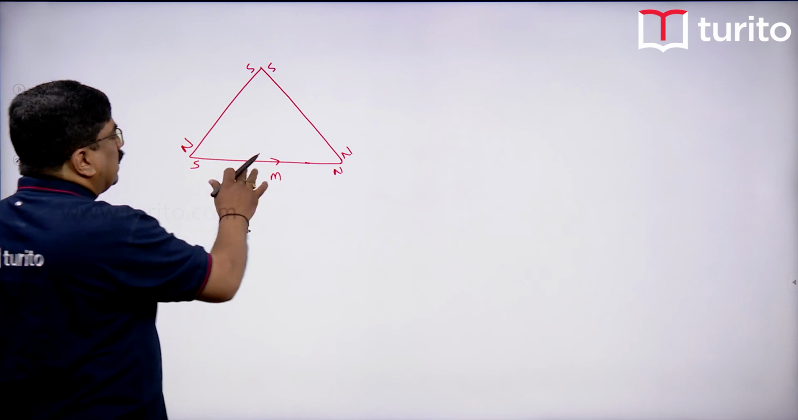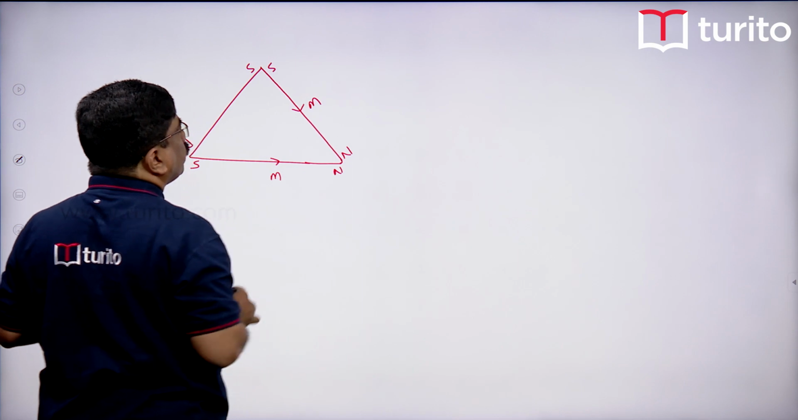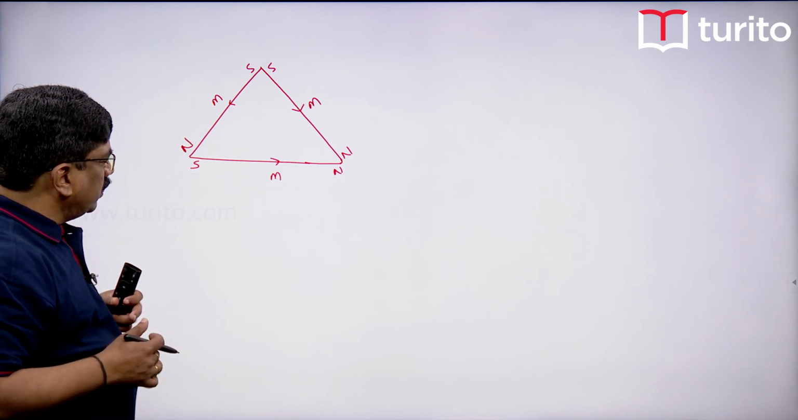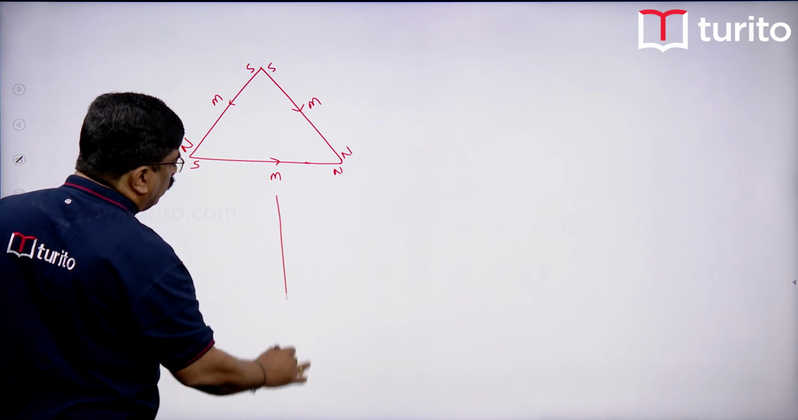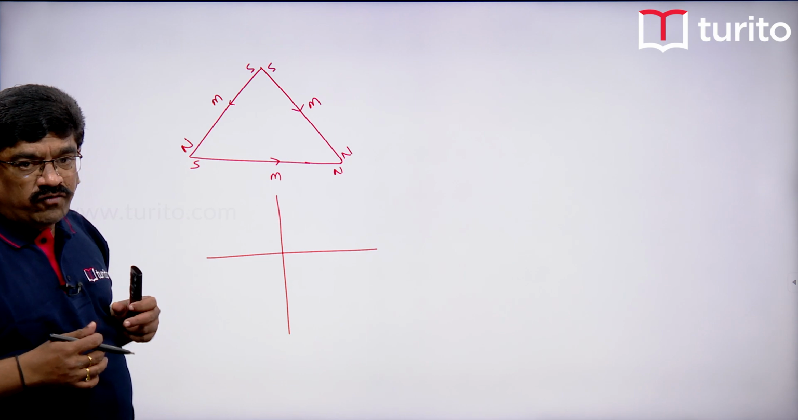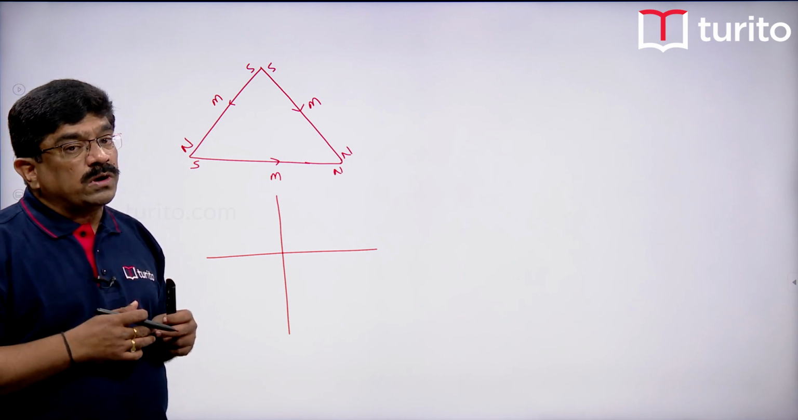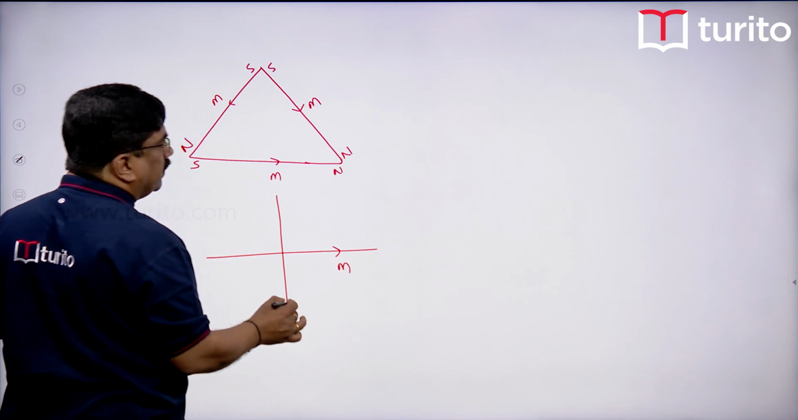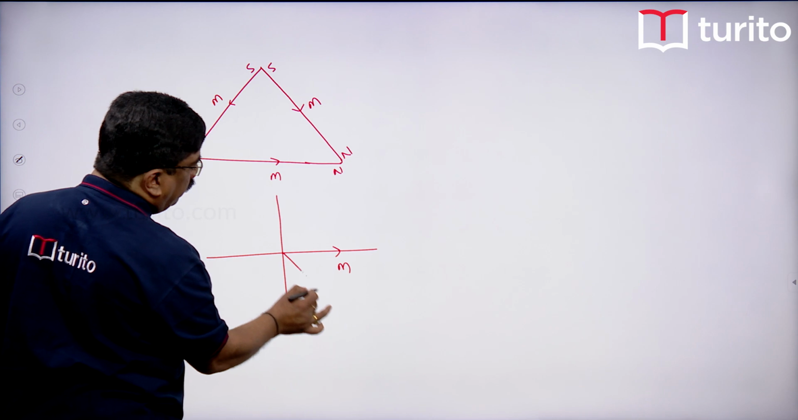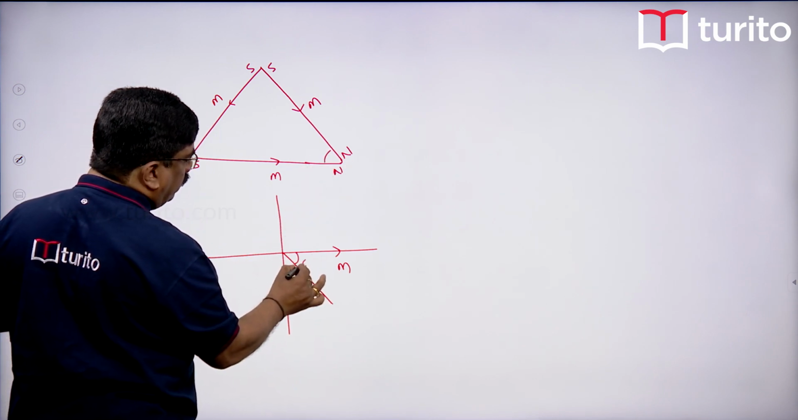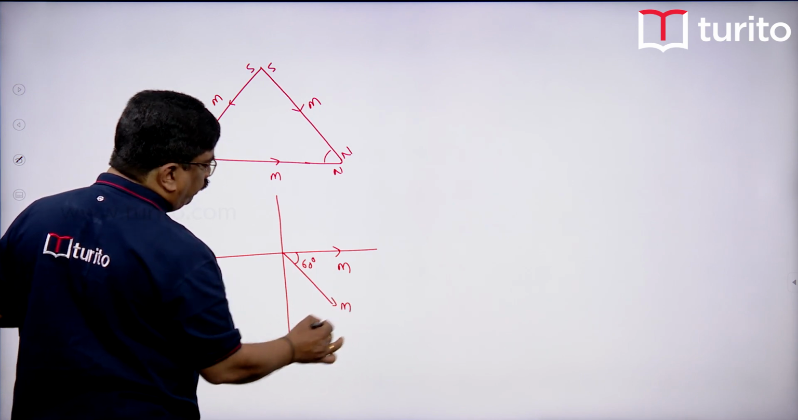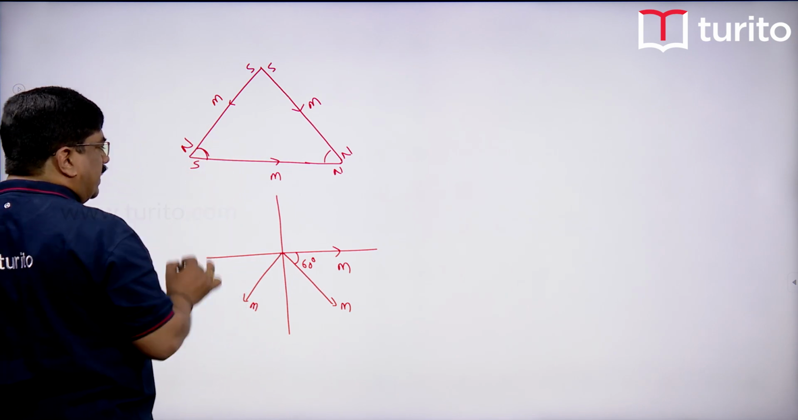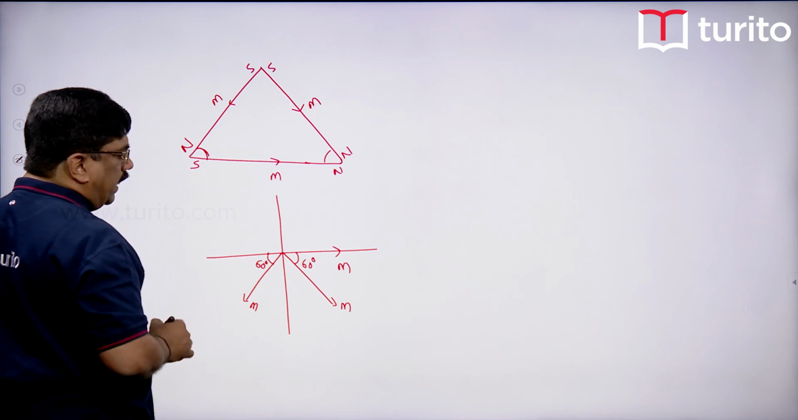How to calculate? Each magnet has magnetic moment m. I hope you remember the first step: we have to arrange all these vectors from a common point, preferably from the origin. From the origin we represent all the vector quantities. This is the first one, M, and this is the second one, making an angle of 60 degrees with the horizontal, and this is M. As it is an equilateral triangle, the angle is 60 degrees with the horizontal.